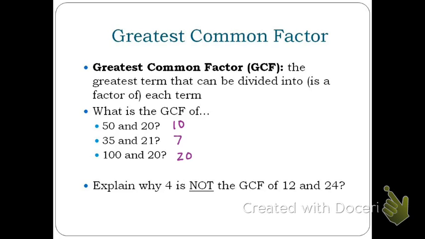Alright, well, let's explain why 4 is not the greatest common factor of 12 and 24. Some of you may say, well, 4 is a factor of 12 and it's a factor of 24, but it's not the greatest factor of 12 and 24. Both of those are divisible by what? 12. That is correct. Okay.